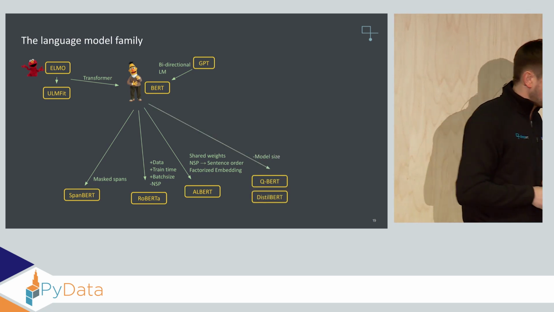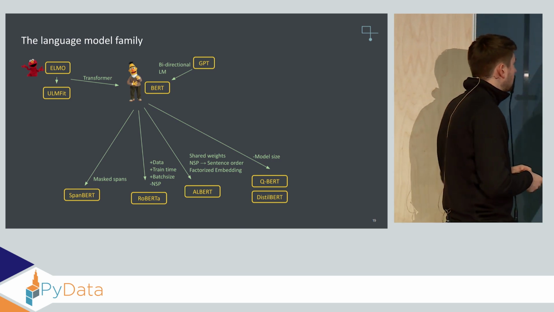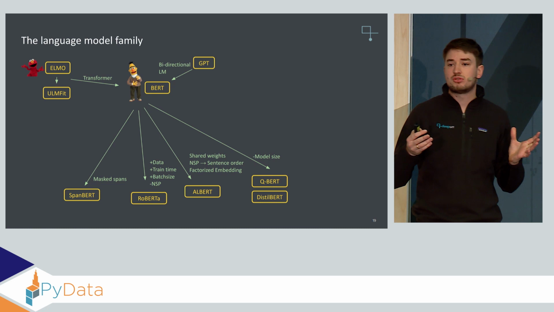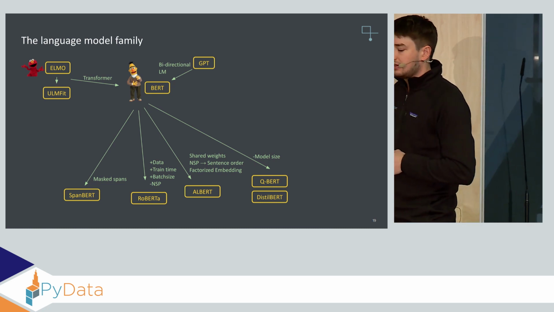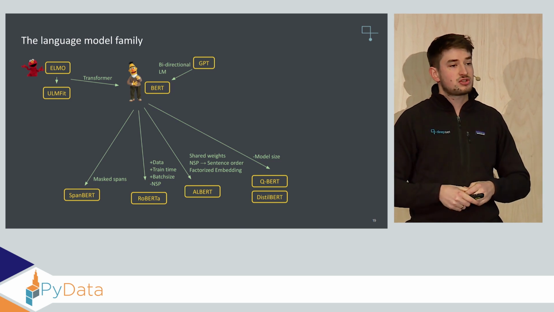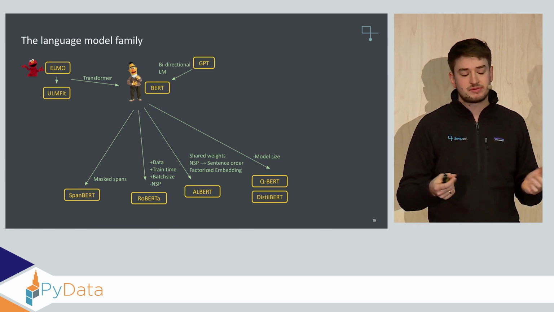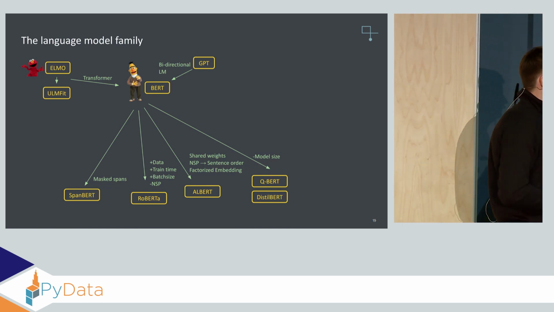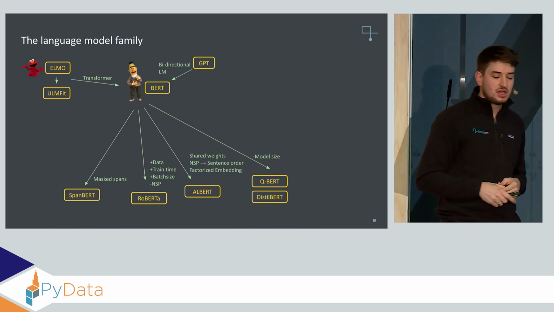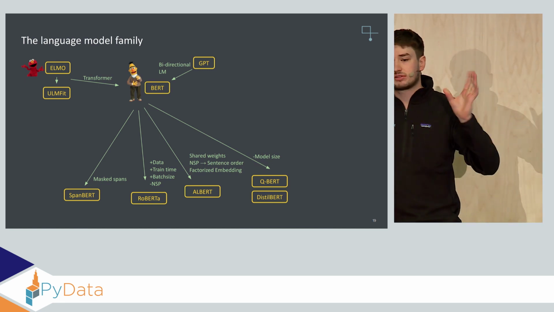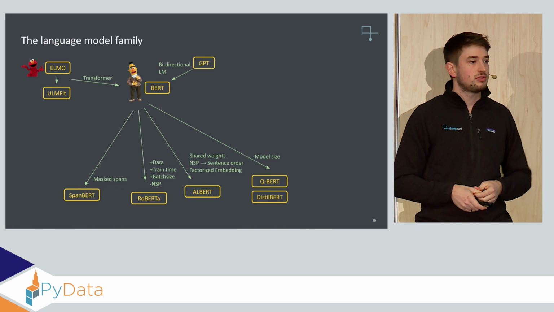The last direction, model size. These models are quite huge. They usually are at least trained on GPUs. And now there are a lot of attempts to bring them down so that you can actually run them on even mobile devices. And two models there, Q8BERT and DistilBERT, are so small that you can run them on a mobile, and they still have around 90% of the performance of the original models.